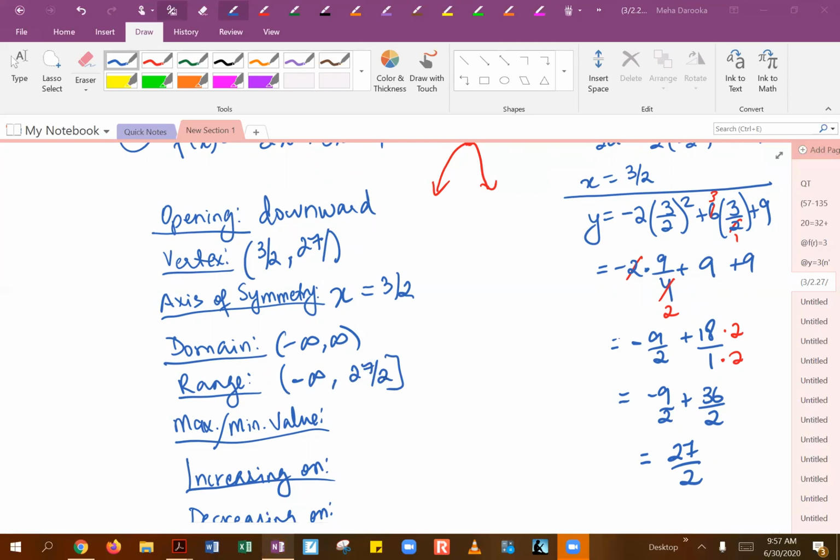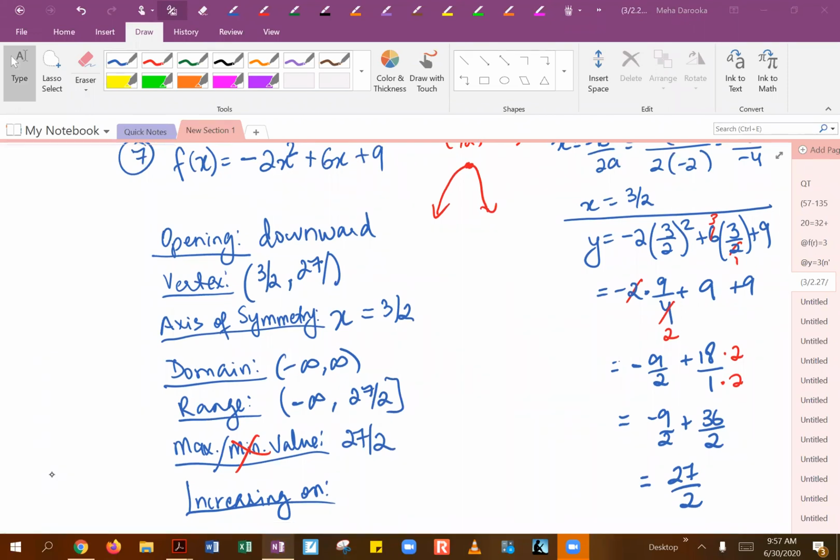Okay, Audrey, you agree with that, okay? Do we have a maximum or a minimum value? Maximum, very good. And what will that number be for the maximum? Yeah, very good. Again, the y coordinate. So we will have a maximum value, and that maximum value is going to be at 27/2. Alrighty. Now, what will our interval be on which the function is increasing and on which the function is decreasing?